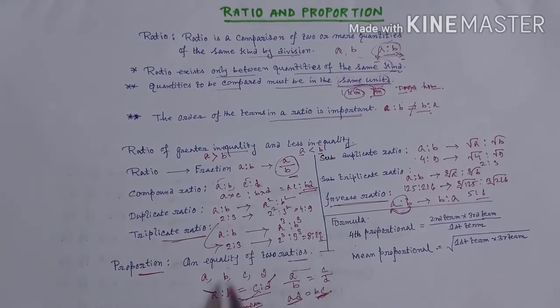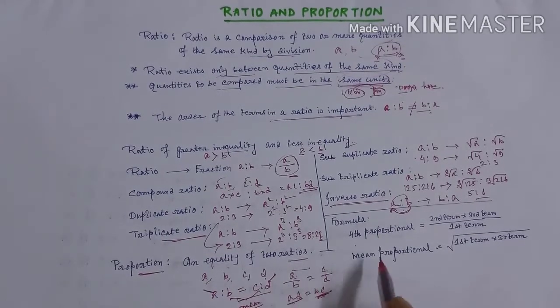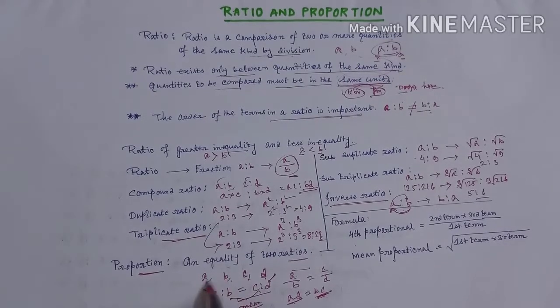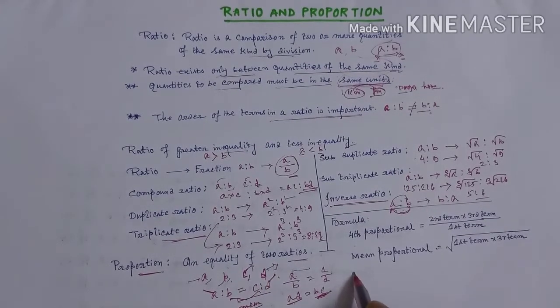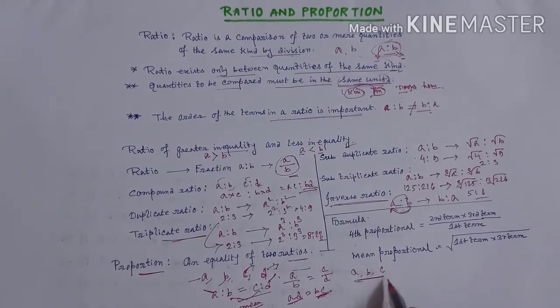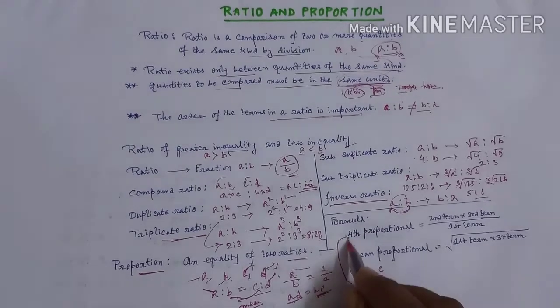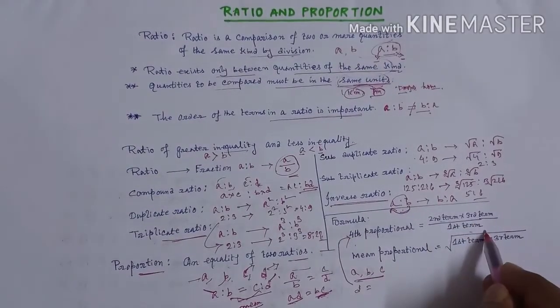Now again, if A, B, C, D are in proportion, then A is the first proportion, B the second proportion, C is called the third proportion, and D is called the fourth proportion. And if the values of A, B, C are given, then the fourth proportion D can be determined by using this formula: second term into third term divided by first term.